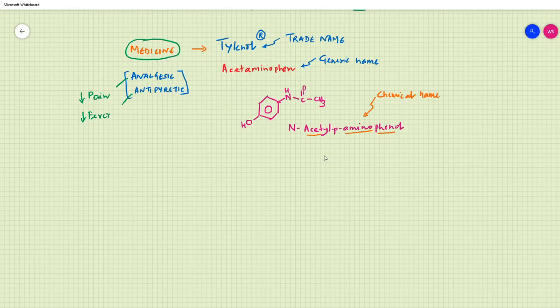Okay, so this is a medicine. The active ingredient in this medicine, the actual chemical compound that brings about analgesia and reduction in temperature is N-acetyl-para-aminophenol. So this active principle, we call it an API. API meaning it is an active pharmaceutical ingredient.